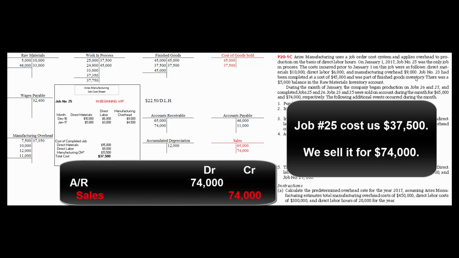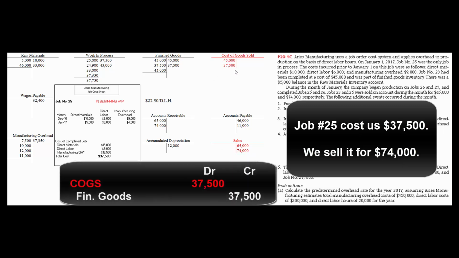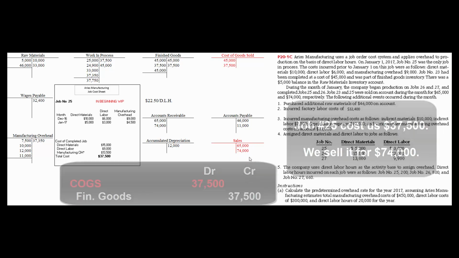I hope you got it. We debit accounts receivable for the sale price of $74,000, credit sales for $74,000. Debit cost of goods sold for $37,500, credit finished goods for $37,500. So it cost us $37,500 and we sold it for $74,000. We sold it for more than what it cost us.